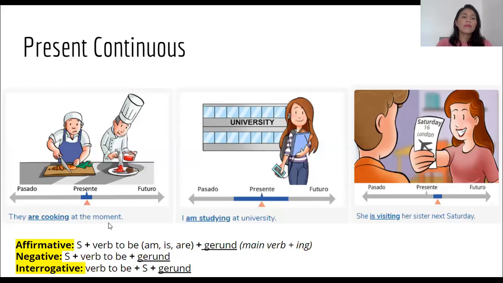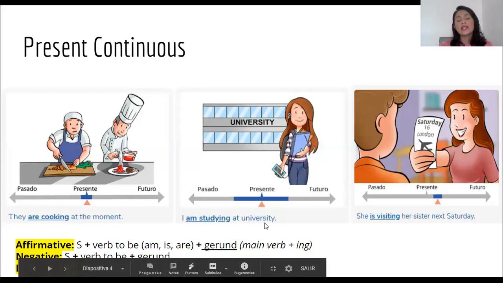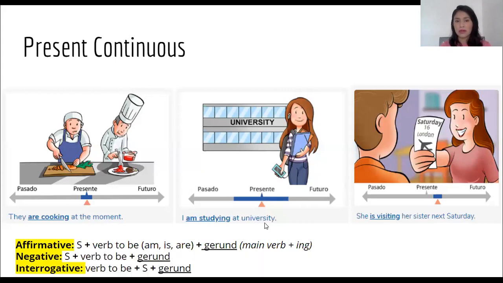So they are cooking at the moment. I'm sitting at university, which means that this person is not literally at the university right now, just as you. You are studying at university, but you're not there right now, right? And she's visiting her sister next Saturday, which means that it's in future.